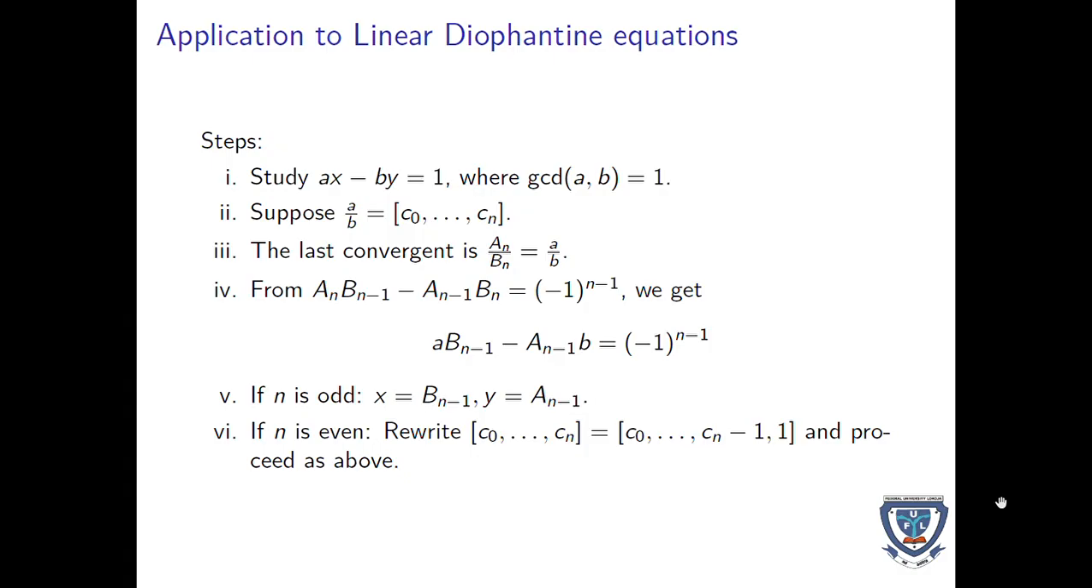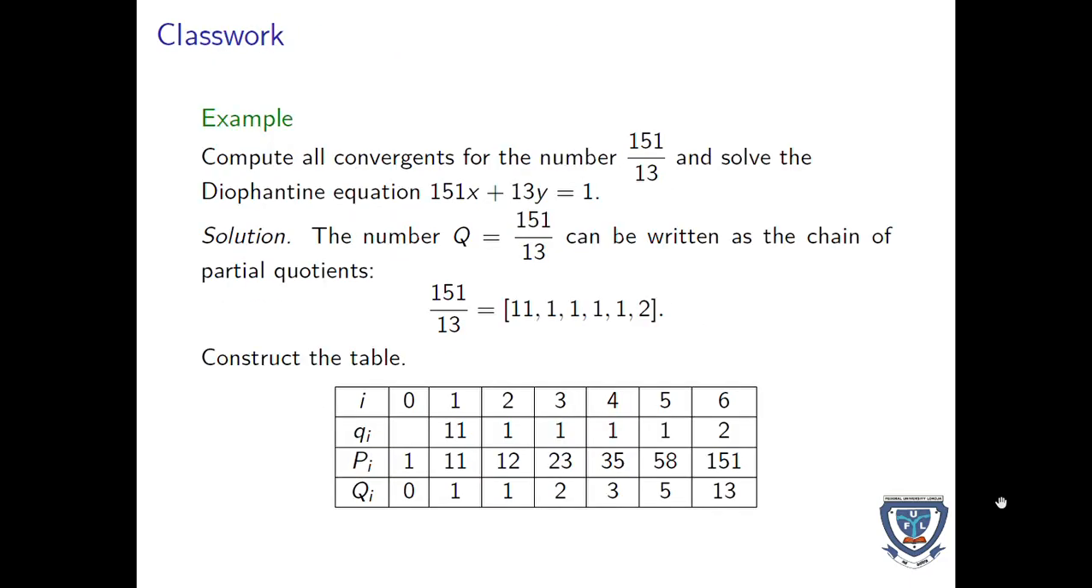Now, we are going to look at the application of continued fractions in solving problems on linear Diophantine equations. The steps are very simple. You see, especially step 4, which says a_n b_(n-1) minus a_(n-1) b_n equal to minus 1 raised to the power n minus 1. That is the formula we will need in finding solutions to linear Diophantine equations. Let's take some examples to see how this can be applied.